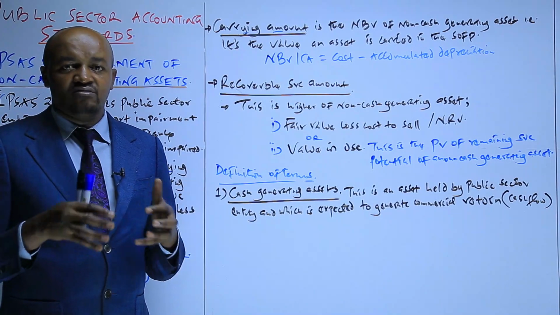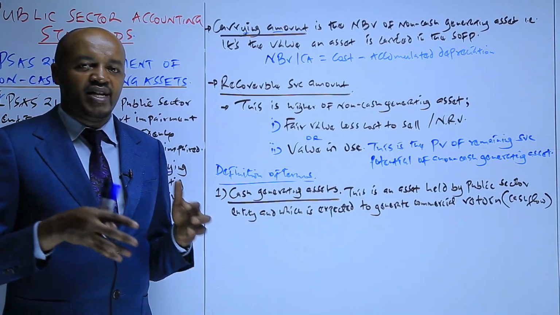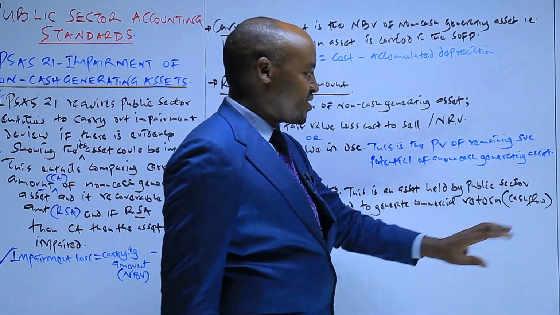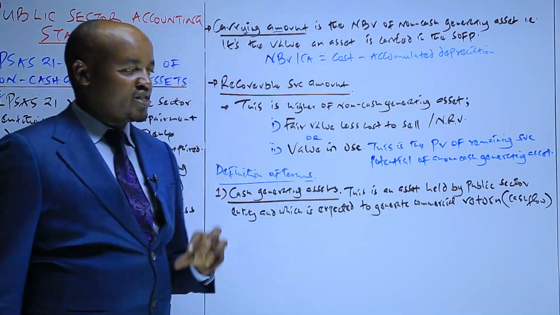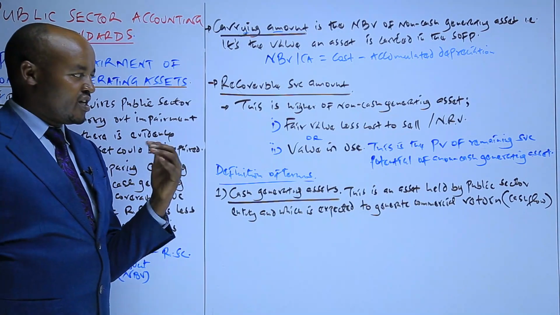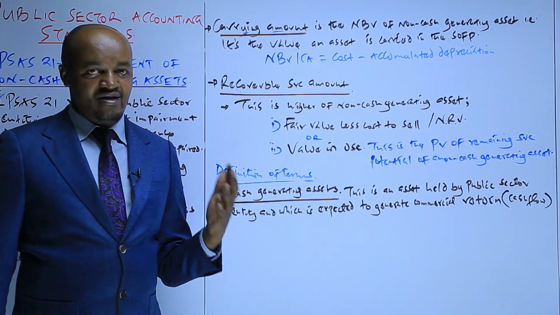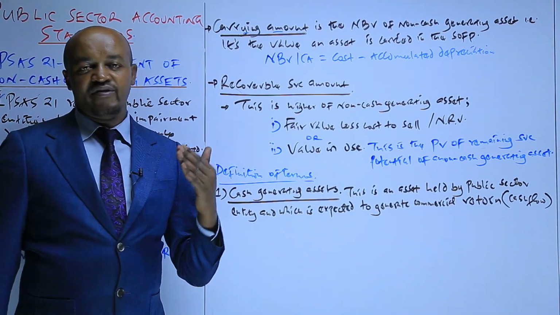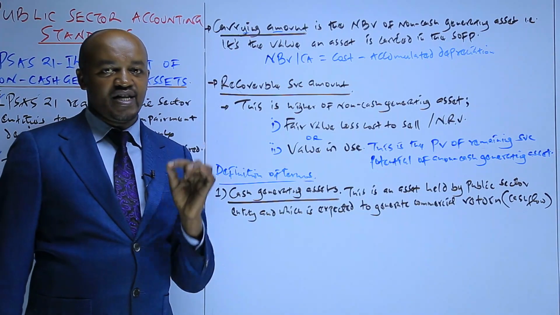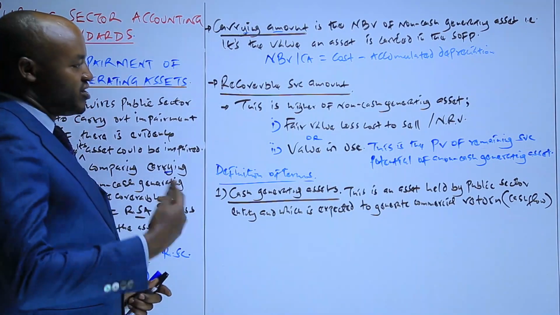The assets which it owns, e.g. the trains and so on, are regarded as cash generating assets, simply because those particular assets are expected to generate some commercial returns, or in other terms, some cash flows. If today you want to travel from Nairobi to Mombasa using a train, you have to pay for that. So Kenya Railways generates revenue from those particular trains and so on.